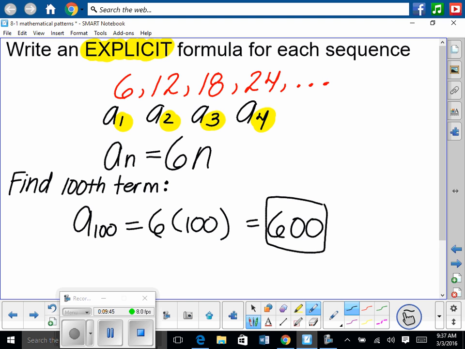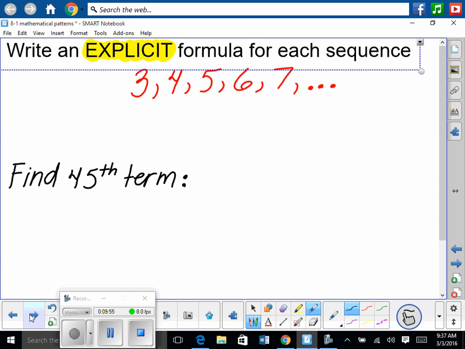Questions on that? Okay, so that's why we want to be able to write a formula, because if I say find the 120th term, you don't want to have to sit and do this. It'll take you all day, okay? Let's do another one, okay?